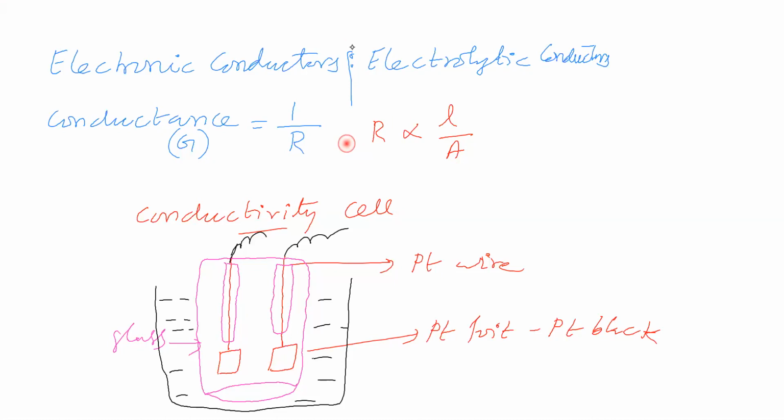This will give resistance. So resistance will be there for electrolytic solutions as well as for electronic conductors. The reciprocal of resistance is called conductance. Okay, next we will see this R is proportional to L by A.